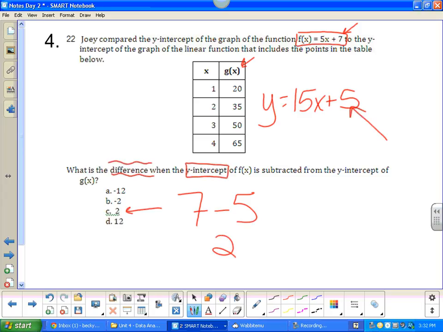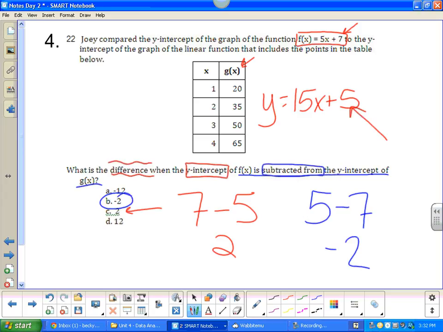Here's why. This says when f of x is subtracted from the y-intercept of g of x. Well, if f of x needs to be subtracted from g of x, then g of x has to go first. So it would actually be 5 minus 7, which is a negative 2.